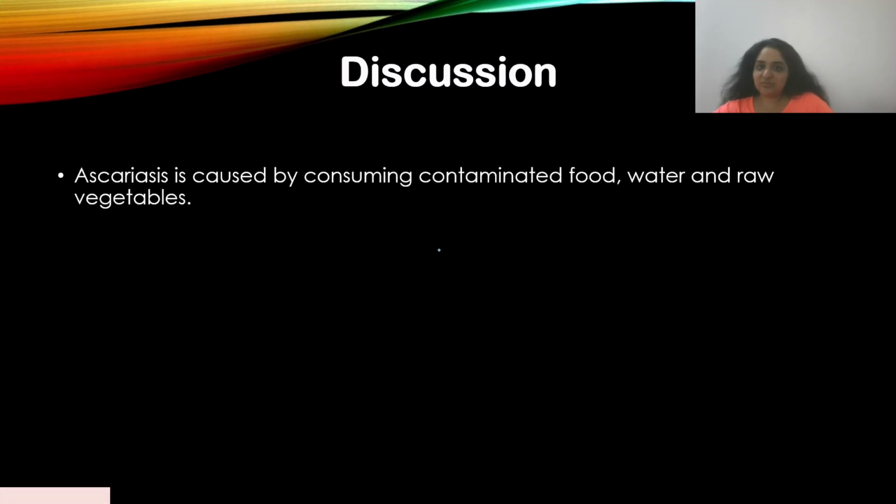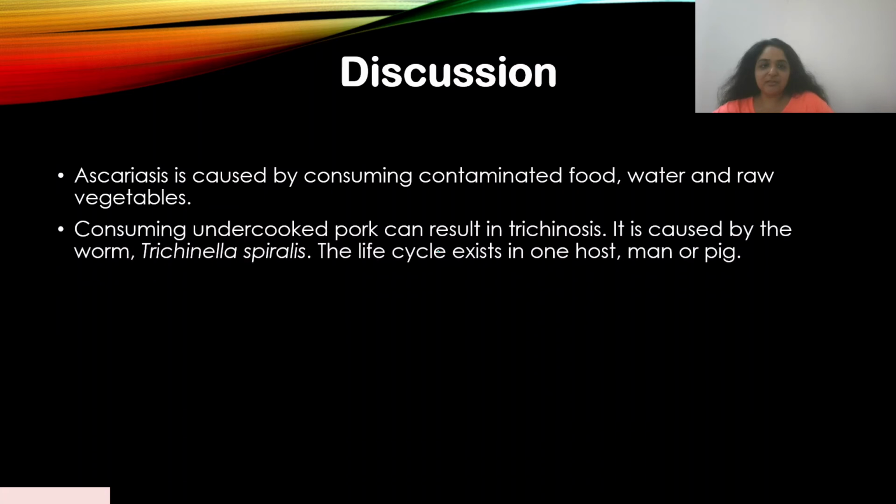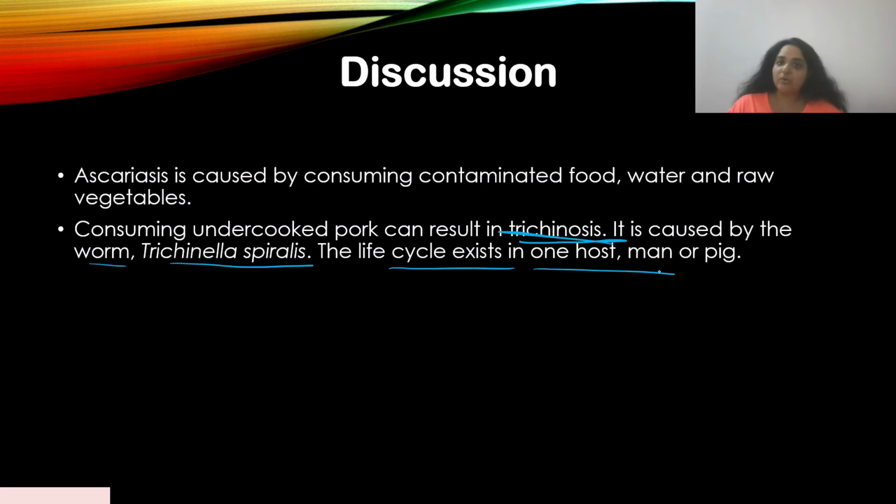Now, Ascaris infection is caused by consuming contaminated food, water, and raw vegetables. Now, there's one more disease: consuming undercooked pork can also result in infection. There are two pathogens which reside in undercooked pork, raw pig meat, when you consume that. The first one is trichinosis. It is caused by the worm Trichinella spiralis, and the life cycle exists in one host, either man or pig. And man is like the end result of that.